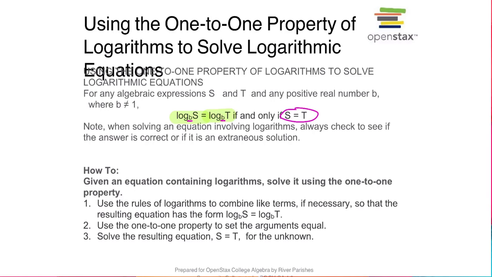So the first thing you're going to do to use this method is use the rules for logarithms to combine like terms if necessary, so that the resulting equation is in this form: log base b of s equals log base b of t. Basically, log with the same base on each side of the equation. Then we're going to use the one-to-one property to set the arguments equal, and then solve the resulting equation for the unknown.